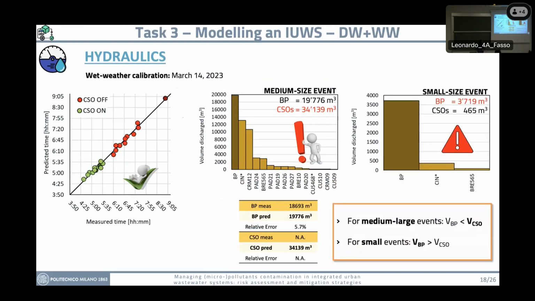While if we look at small-size events, we see that the main contribution comes from the bypass. So this is, I think, important to understand, because if we need also to assess the mitigation strategies and understand where to localize them, we need to understand that depending on the event, we have different risks depending on the locations.